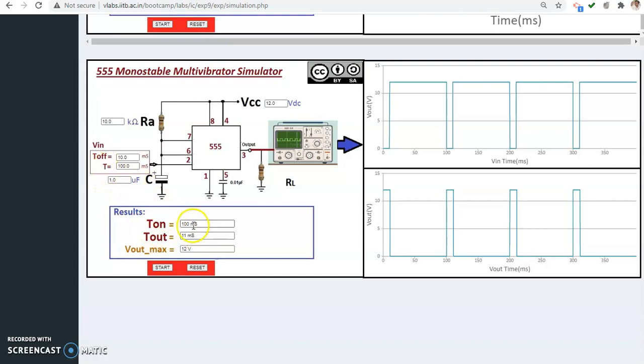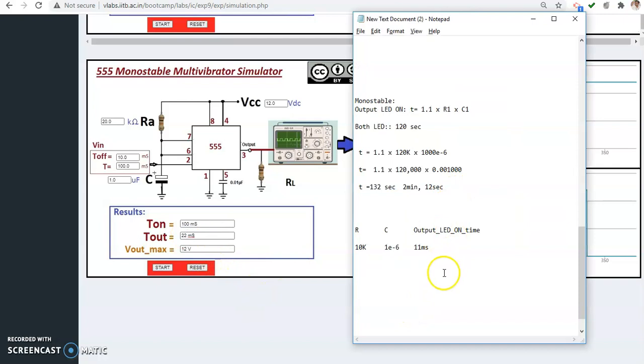So my input is 100 milliseconds. My output is 11. Now I am going to change one place. So 20 kilo ohm, start. See that one, 100 milliseconds, no change. The total of 100 milliseconds input is no change. Then what is my output? My output is 20 milliseconds.